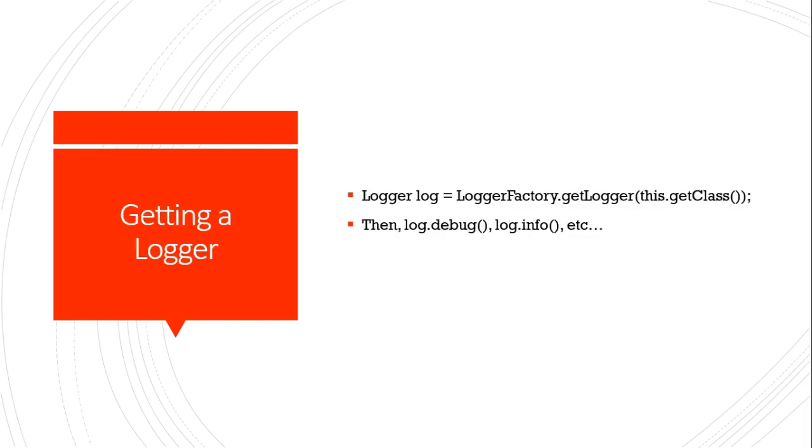To get a logger with Spring Boot, we simply say Logger log = LoggerFactory.getLogger, and then we have to provide it the class which is producing the logs, because that will appear in the log output if we want it to. Then to actually log something, we'll say log.debug if we want to log it at debug level, log.info, log.error, and so on.